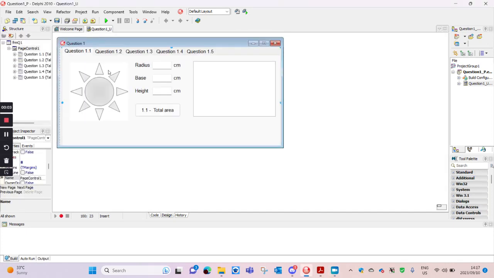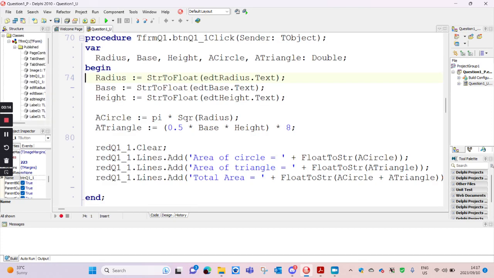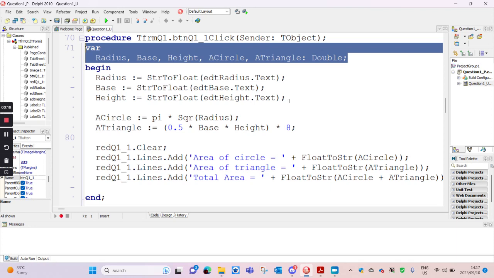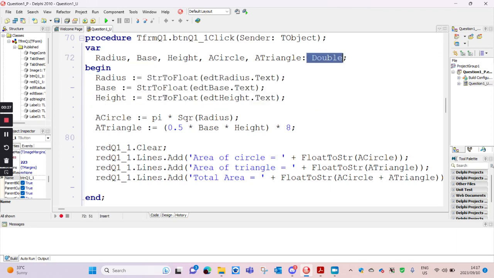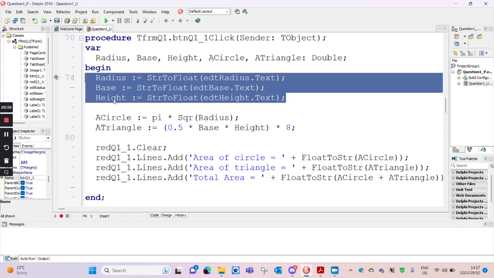To quickly run through question 1.1, we just wanted the total area of this shape, and we've got a radius, a base, and a height. So step 1, just create your variables, and then extract the radius, the base, the height. So we're working with measurements. That means they must be float, they must be double. Alright, so then we extract them.